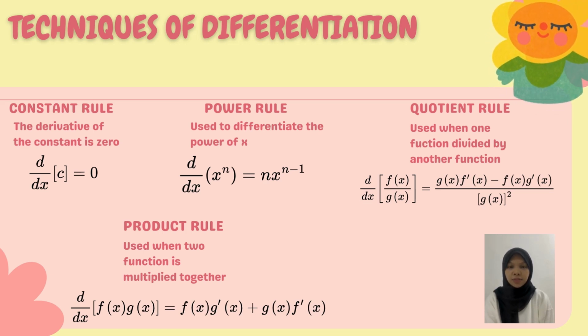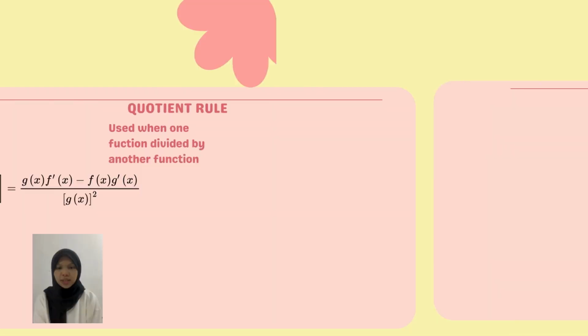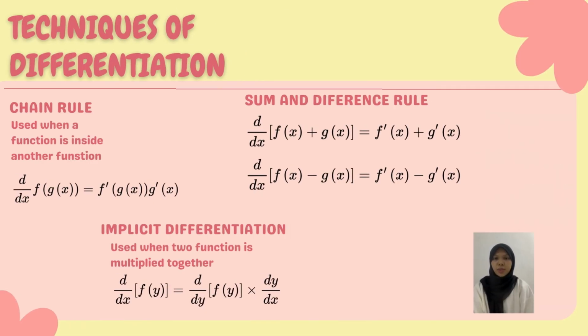Take the derivative of the first and multiply by the second. Then switch. Next is the chain rule. It is used when one function is inside another function. We need to differentiate the outer and then multiply by the derivative of the inner. Sixth is the sum and difference rule. Take the derivative of each part separately, then add or subtract them.